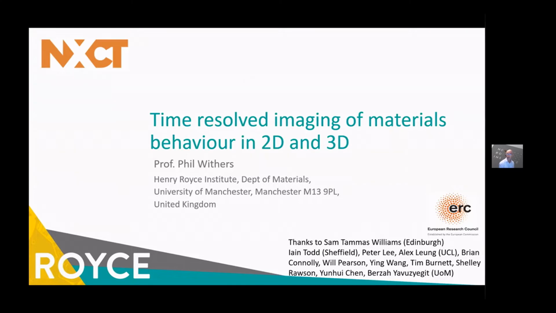We have a big project with the ESRF in Grenoble just starting, and we also have the National Centre for Lab CT, as you mentioned at the beginning when you introduced me. For those of you who are interested, the NXCT in the UK is a national research facility, so we have beam time to enable people to do lab-based imaging, particularly time-resolved imaging. Although mostly focused on research in the UK, we can also consider projects with people from outside of the UK.